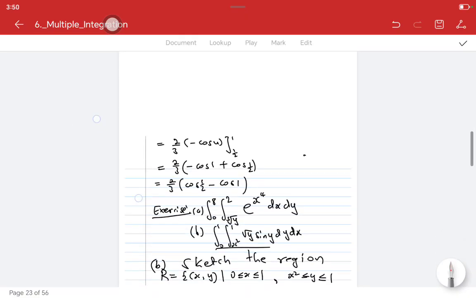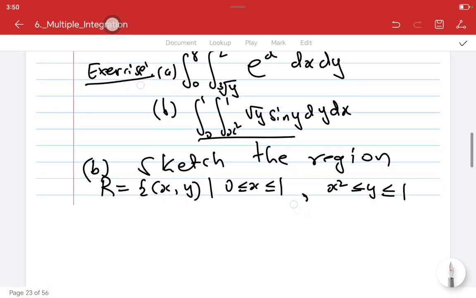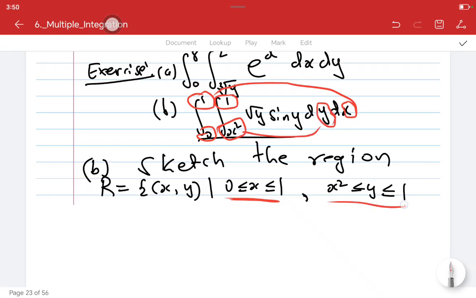Now let's focus on the second one, which is this one. It's in the exercise, but the exercise has been solved, so let's look at it. 0 and 1 is with respect to x. That's why here we put 0 and 1 between x. Then x squared and 1 is with respect to y. That's why we put them between y.